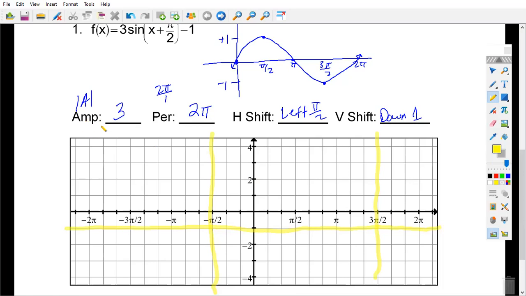All I have left to do is acknowledge my amp. I've used the period. I've used the horizontal shift. I've used the vertical shift, correct? All I have left is amp, and amp just tells me where I'm going to be, okay?